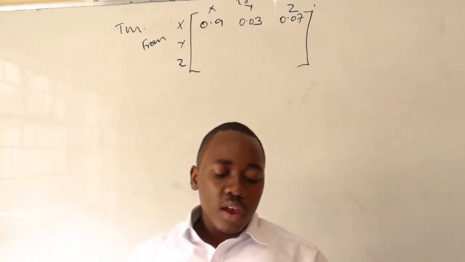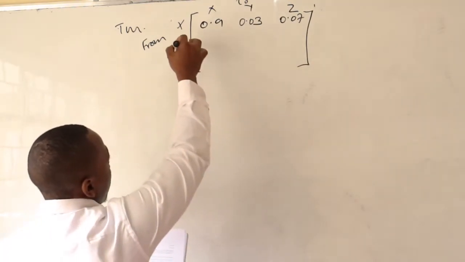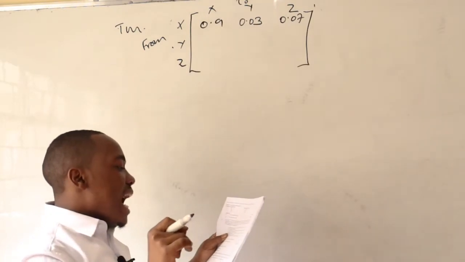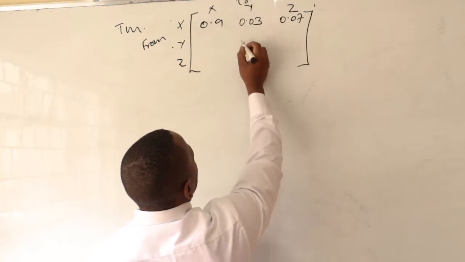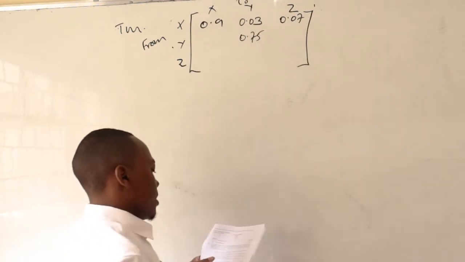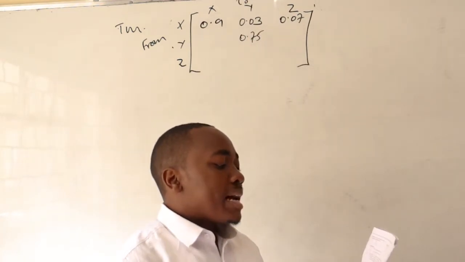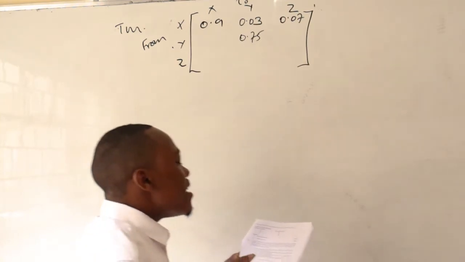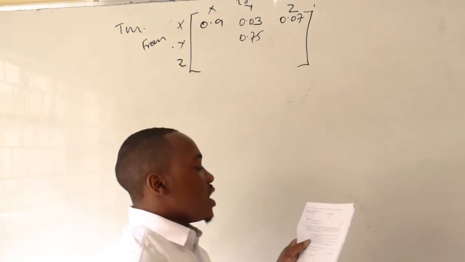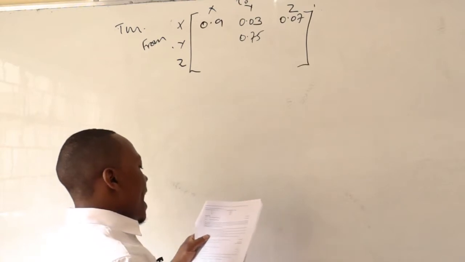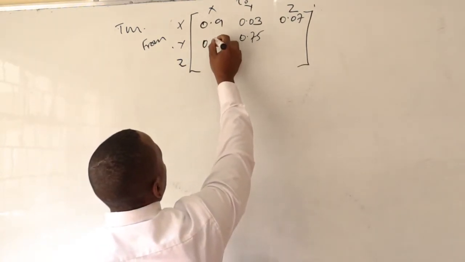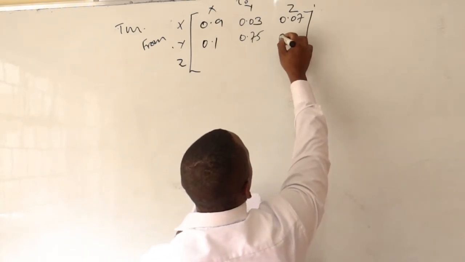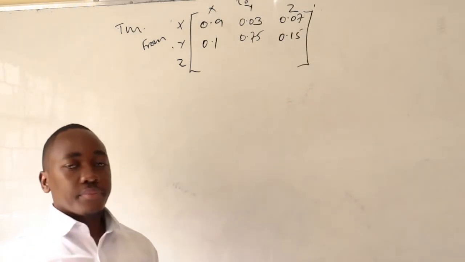Number two, Y Limited, so now we are moving from Y. Y Limited had retained 75% of its customers, but had lost 10% and 15% of its customers to X and Z Limited respectively. So it had lost 10% to X and 15% to Z.